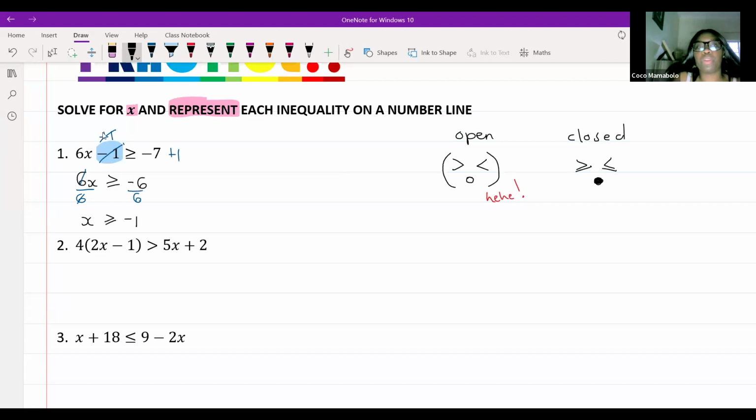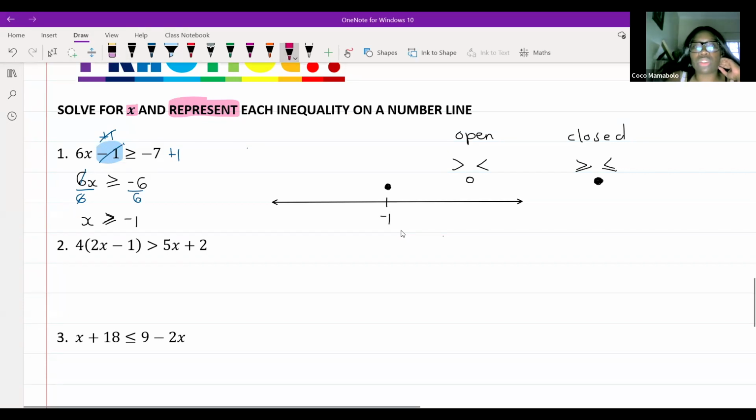Now, let's put this on our number line, guys. If I plot it on a number line, I'm going to go to -1. Am I going to put an open or closed dot? Good, I'm going to put a closed dot. Now, the thing that tells me the direction in which my arrow moves is the crocodile mouth. Do you guys see how the sign opens towards x, which means x must be the bigger number?